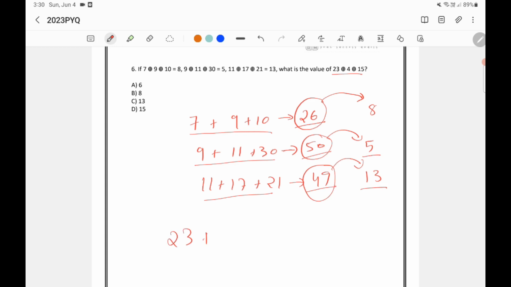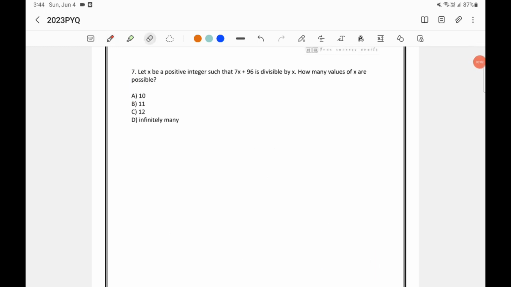So 23 plus 4 plus 15 is actually 23 plus 4 is 27, and 27 plus 15 is 42. If you add 4 plus 2, you will get 6. So the answer is option A, 6. Okay, so let's solve the next question.